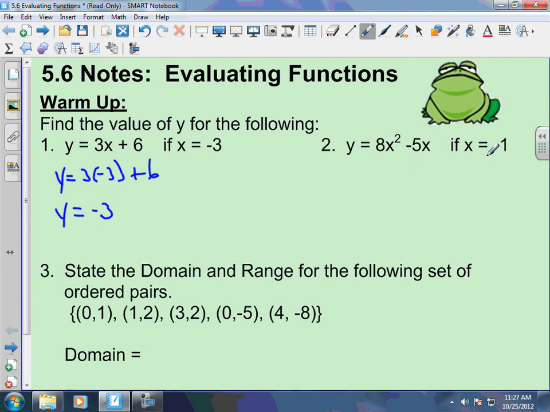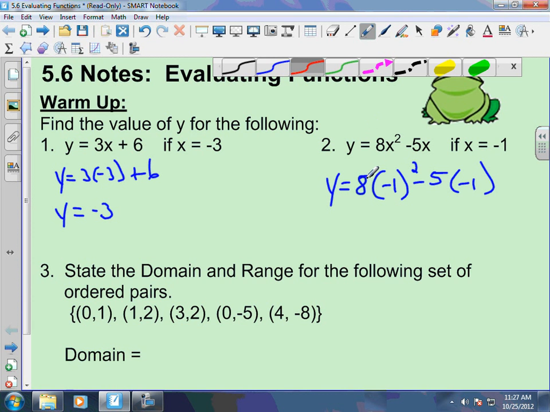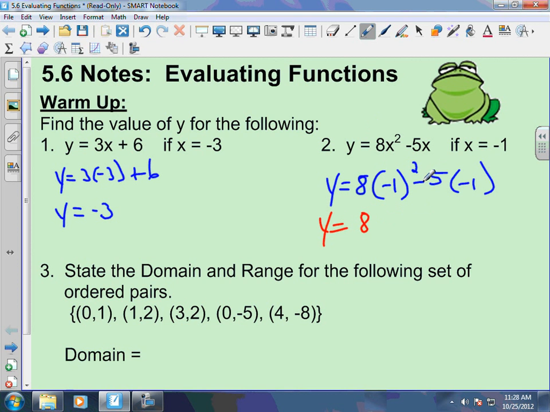Find the value of y when x is negative 1. Y equals 8 times negative 1 squared minus 5 times negative 1. Now, I will say, if you did not put your negative 1 in parentheses, you will get the wrong answer if you're using the calculator and it's not in parentheses. This is negative 1 times negative 1. Negative 1 times negative 1 is positive 1, so y equals 8 times positive 1 is 8. Negative 5 times negative 1 is positive 5, so y equals 13.